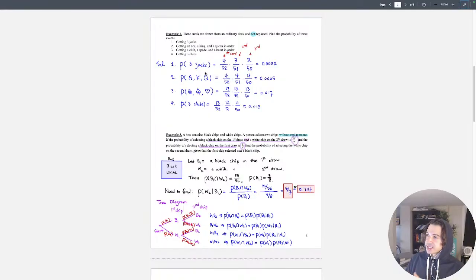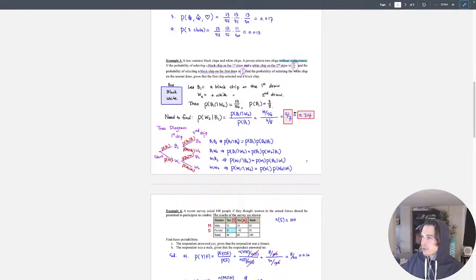Next, getting an ace, a king, and a queen in order. So there's 4 aces on that first draw out of 52, 4 kings out of 51, 4 queens out of 50. Multiply them up, and you get that. So straightforward.